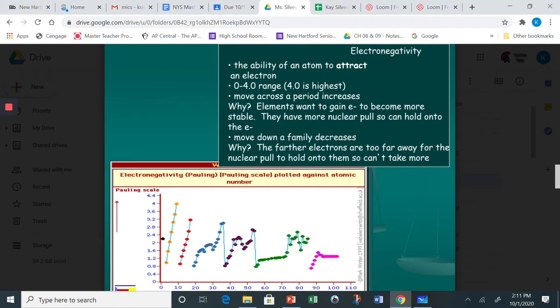Electronegativity was measured by Linus Pauling. He actually got a Nobel Prize for this. And Linus Pauling was a chemist that worked at Stanford University. Linus Pauling was one of the people who had the rare occasion to have two different Nobel Prizes. He actually also, if I remember correctly, attained the Nobel Peace Prize.